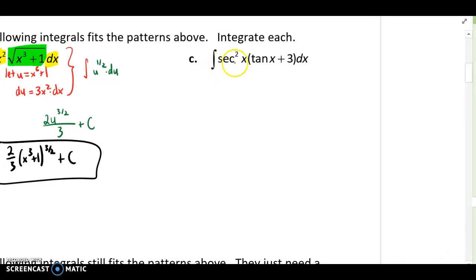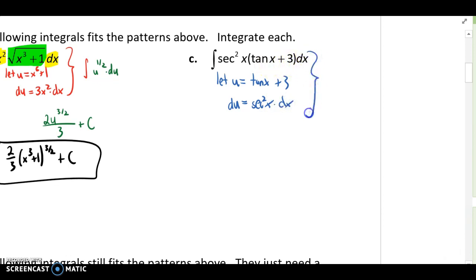Example C, we want to integrate this one, so we're dealing with trig functions this time. I could let u be equal to secant squared of x, but then when I took the derivative of that, it would get kind of confusing and it wouldn't match up with what we have here. However, if we let u be equal to tangent x plus 3, and then take the derivative of this, the derivative of tangent is secant squared of x, and we're going to have that dx after it, which is matching up very nicely with our original problem.